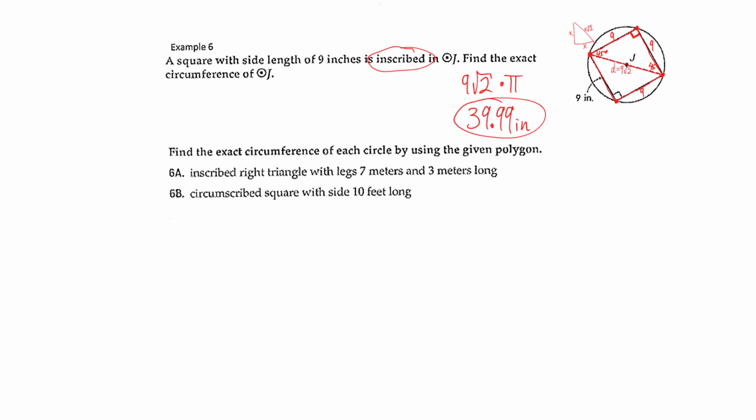Okay, then one more. Number 6a says an inscribed right triangle with legs of 7 meters and 3 meters long. We're looking for the circumference. So we've got this circle. Here's the center. Again, this is one of those things we'll talk about a little bit more next week.